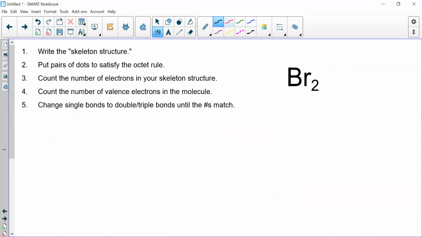Okay, Br2, this would just be bromine. Our skeleton structure is just Br single bonded to Br. Dots for the octet rule. Okay, 2, 4, 6, 8. 2, 4, 6, 8. Number 3, count the number of electrons in your structure. So we have 2, 4, 6, 8, 10, 12, 14.